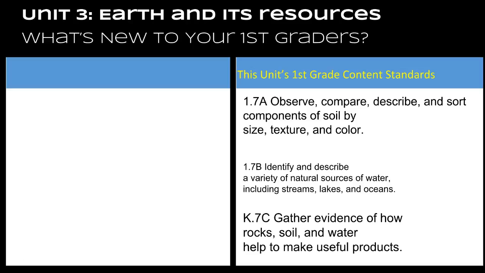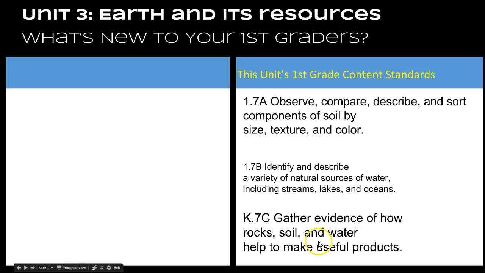So the thing that they're going to observe, compare, describe, and sort are components of soil. And then specifically, we're going to look at size, texture, and color of that. If you take a look at 1.7b, they're going to do 2 verbs, identify and describe. They're going to look at a variety of natural sources of water, lakes, streams, and oceans. You can also put in rivers and ponds, that's fine as well, but this is going to be where kiddos are going to start to identify those.